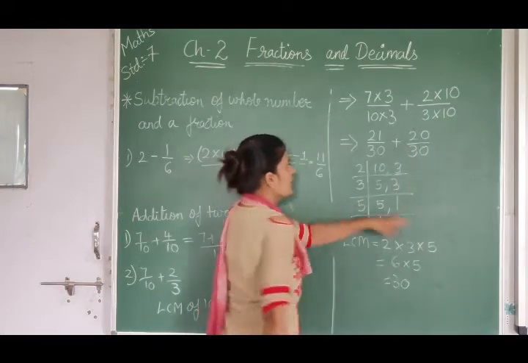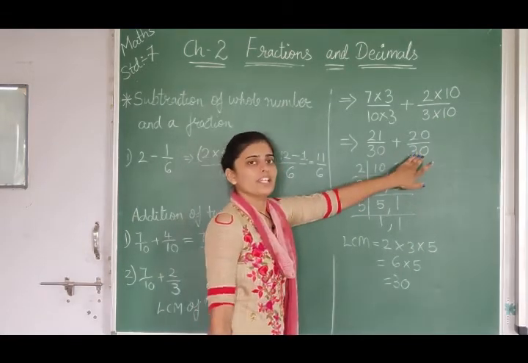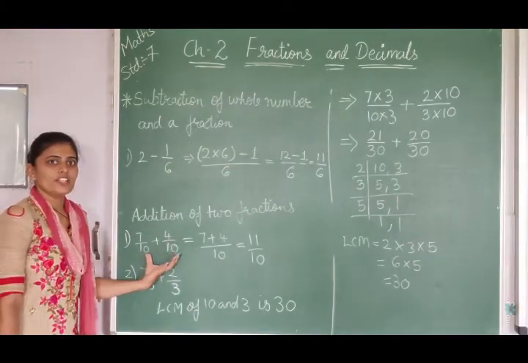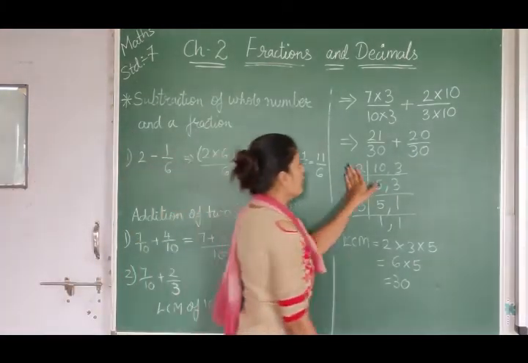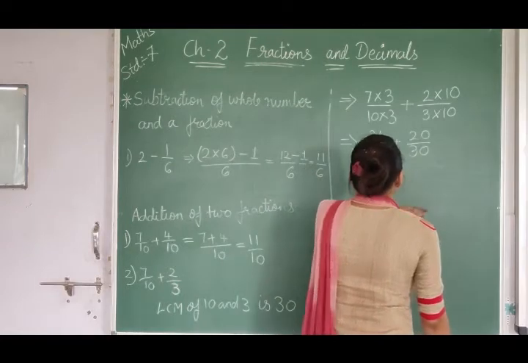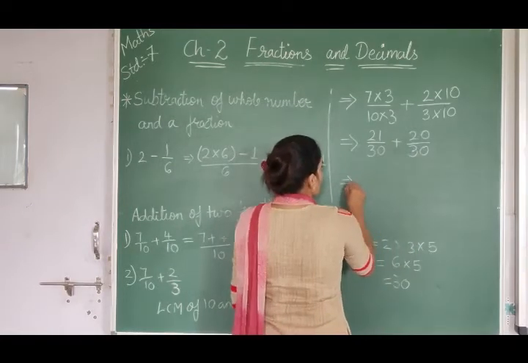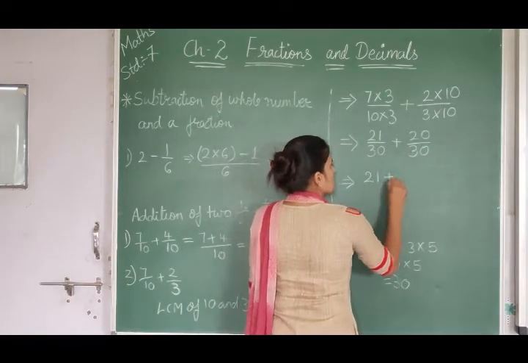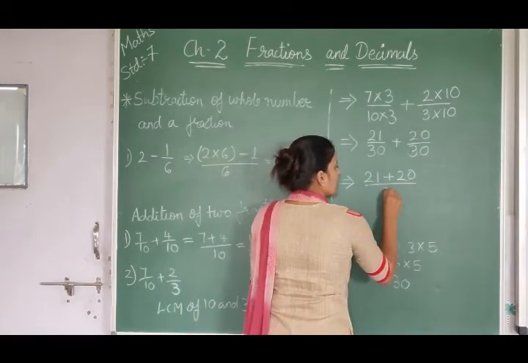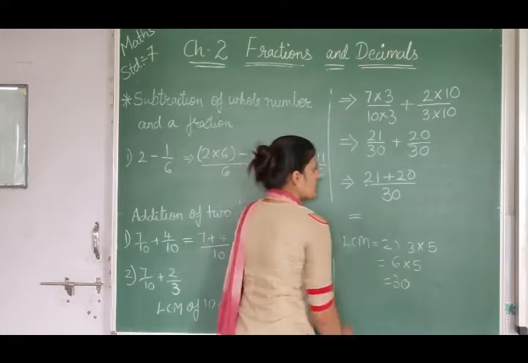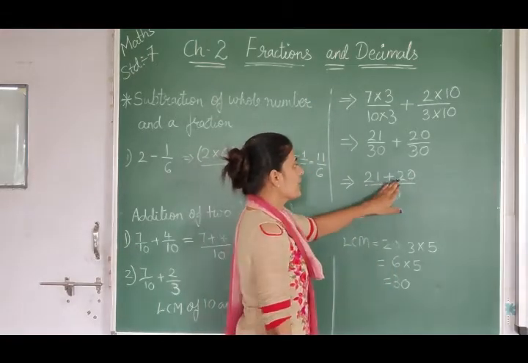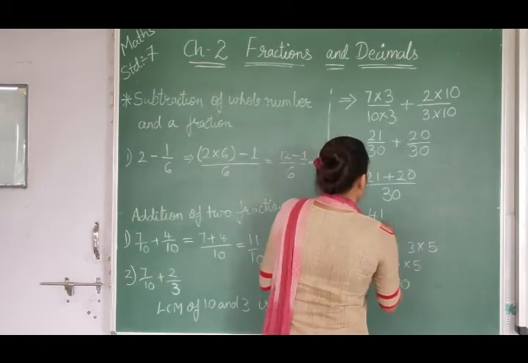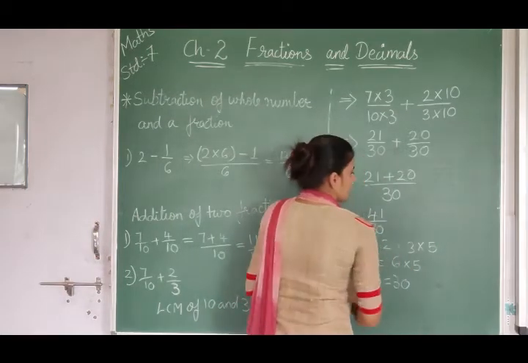Now here you can see both the denominators are equal. So where have we reached? We have reached the point where the denominators were equal. So what will we do now? Here we can write 21 plus 20, divided by 30. So what will be the answer? 21 plus 20 will be 41 divided by 30.